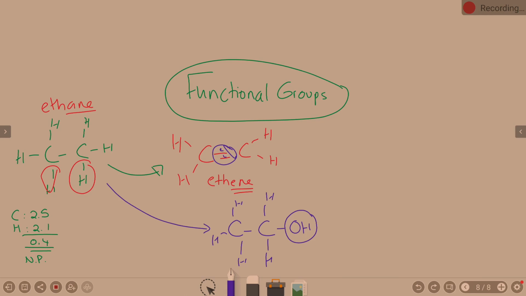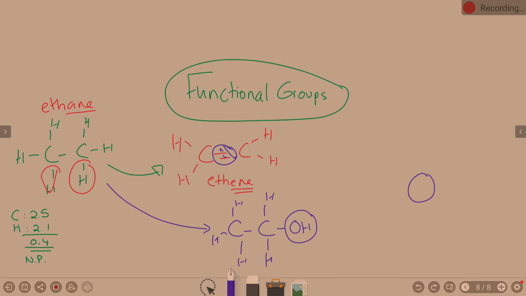I replaced one of the hydrogens with an OH group. What do we know about oxygen? Does it have any lone pairs? Does oxygen have a lone pair? If I wanted to draw the Lewis dot structure for an oxygen, how do I draw it?